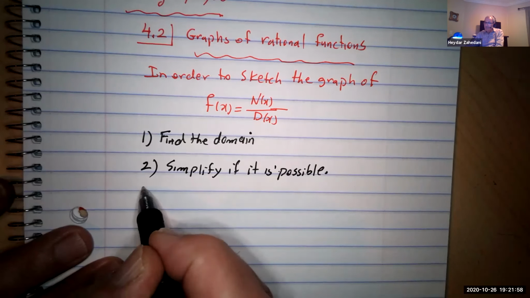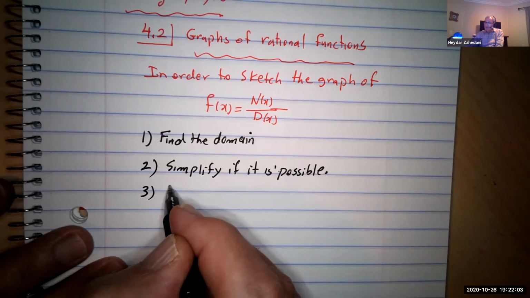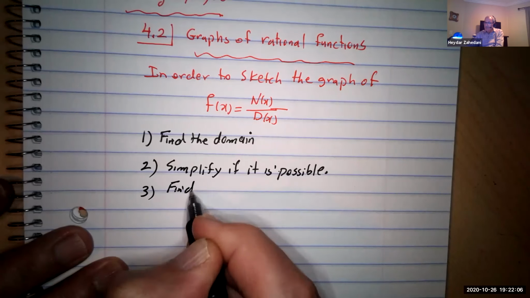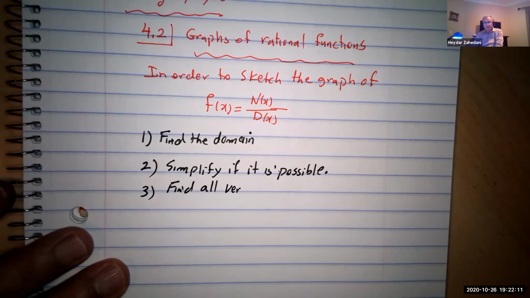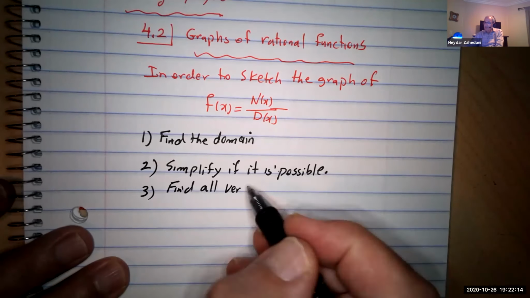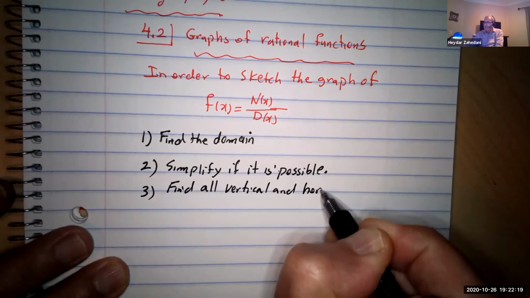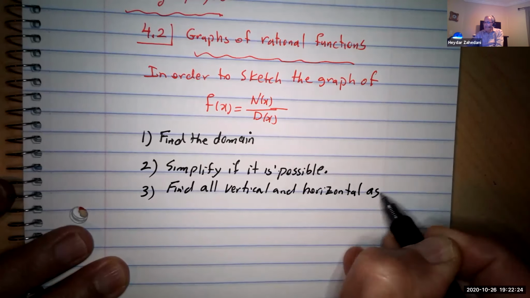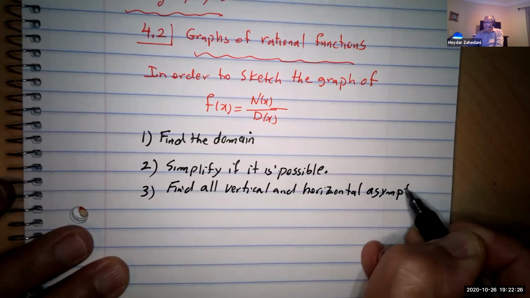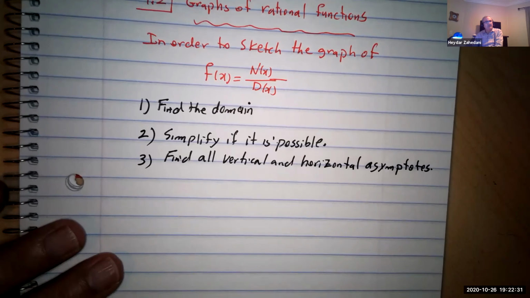Then you are going to find the vertical asymptote. You know the instructions for finding it. We already talked about it. So find all vertical and horizontal asymptotes. The technique is going to be the one that we talked about before. We are not going to give you anything with a slant asymptote, so it's going to be vertical and horizontal ones.